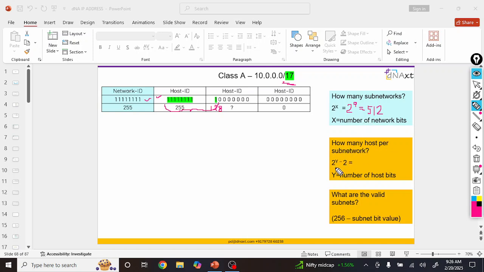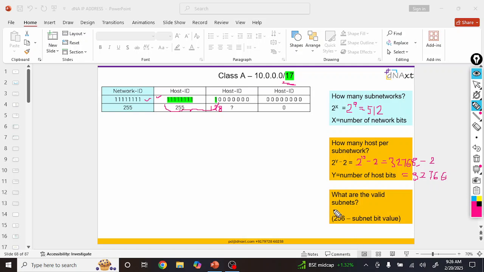How many hosts per subnetwork? That is given by the formula 2 to the power y minus 2, where y is the number of host bits. How many host bits do we have? We have 15 host bits. So 2 to the power 15 minus 2, and 2 to the power 15 is 32,768, minus 2. So the number that we will get is 32,766. So these many machines you can accommodate in each of the subnetworks.